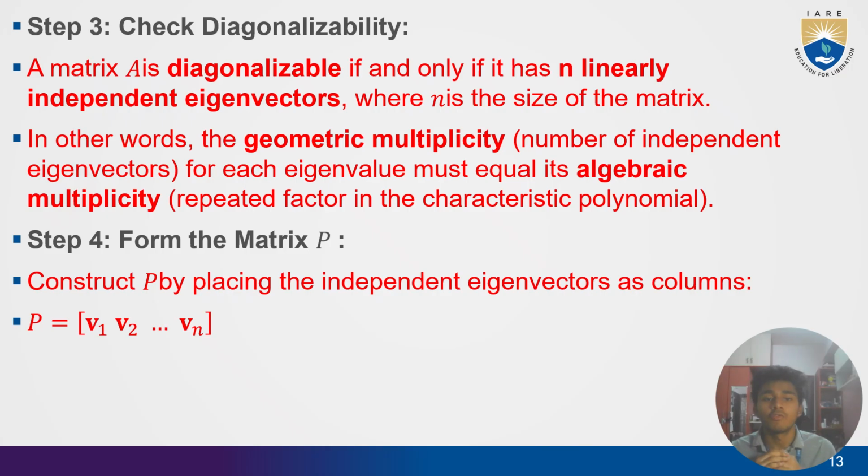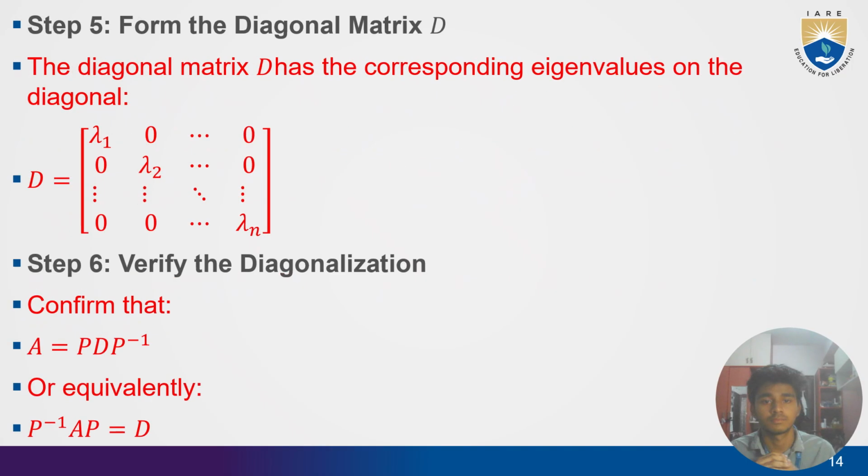Step 4. Form a matrix P. Construct P by placing the independent eigenvectors as columns, which is also known as the modal matrix. Step 5. Form a diagonal matrix D. The diagonal matrix D has the corresponding eigenvalues on the diagonal. Step 6. Verify the diagonalization. Confirm that A is equal to P D P inverse, or equivalently P inverse A P is equal to D.